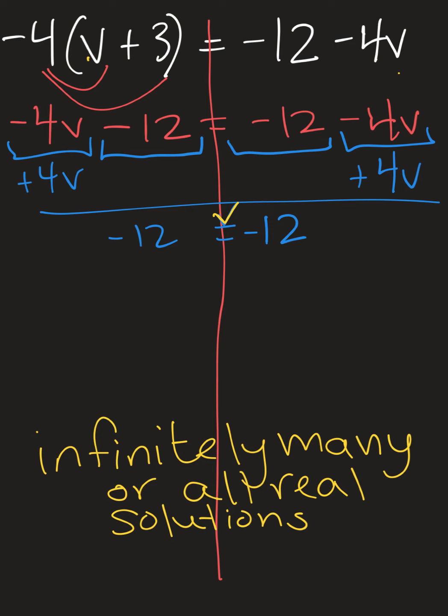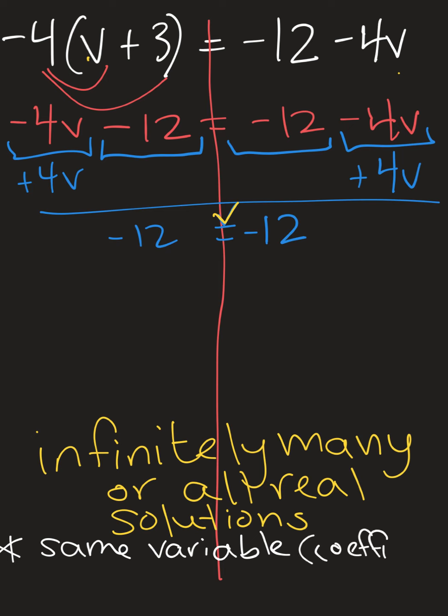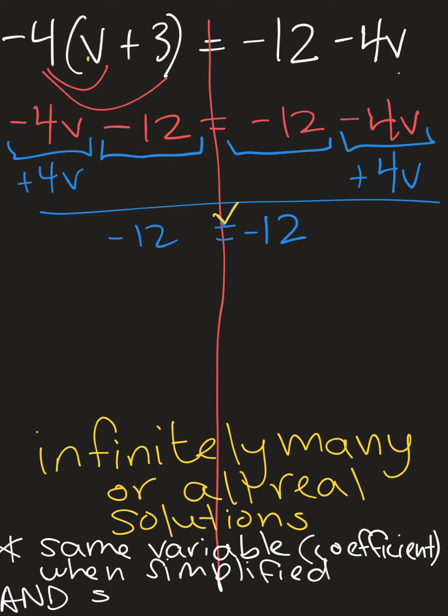Now, what we're going to notice when we have all real solutions is we are going to see that we have the same variable term, so same coefficient, when simplified, of course, and same constant.